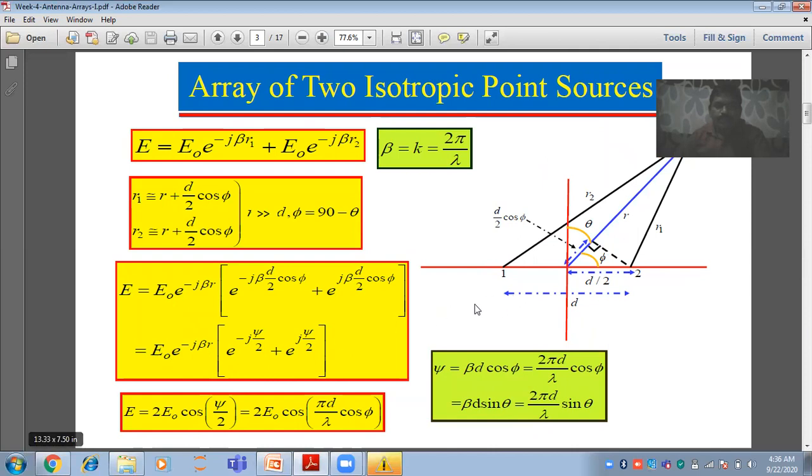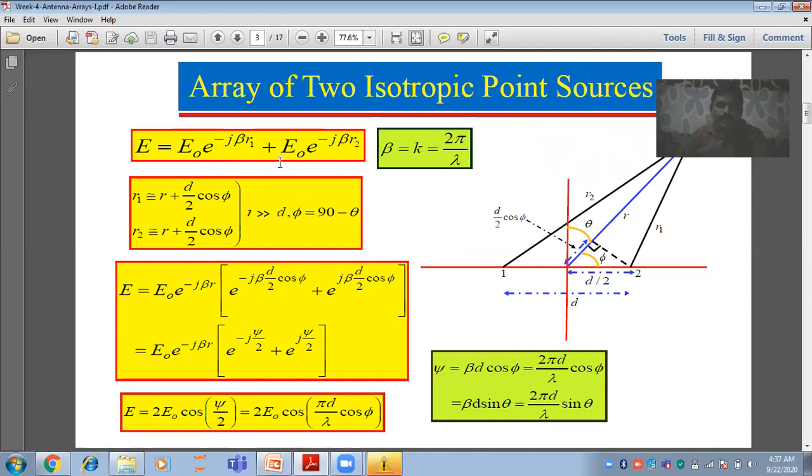In this case also, let us see, both are maintaining the same polarity. Here E, the total field, is nothing but the combination of the fields of antenna 1 and antenna 2. Field due to antenna 1 and field due to antenna 2.